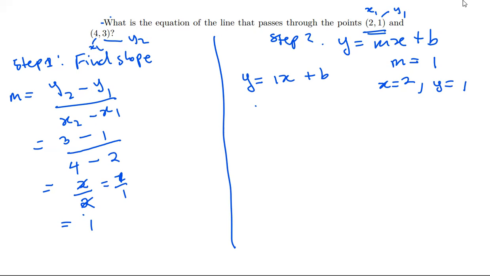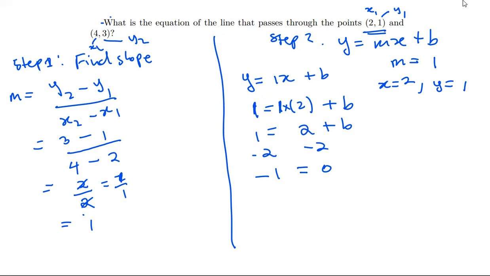And so we can sub in these values. So 1 is equal to 1 times 2 plus b. Okay, so 1 is equal to 2 plus b. And then we just have to subtract 2 on both sides, to get 1 minus 2 is -1, and 2 minus 2 is equal to 0 plus b. So we get that b is equal to -1.